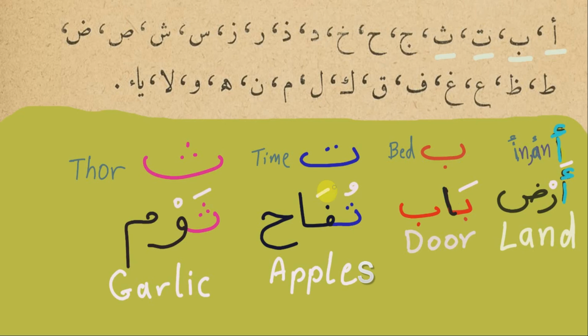Here is this ta, as in time. Here it's written in a word. You see how it looks at the beginning of the word? There are 2 dots on it. This u is the short vowel, which tells me to pronounce it as tu. So it's not ta or t, it's tu. Tuffah. If you can recognize these sounds now and try to remember the word tuffah, that means apples. And that's how this letter is pronounced, with this short vowel, tu.